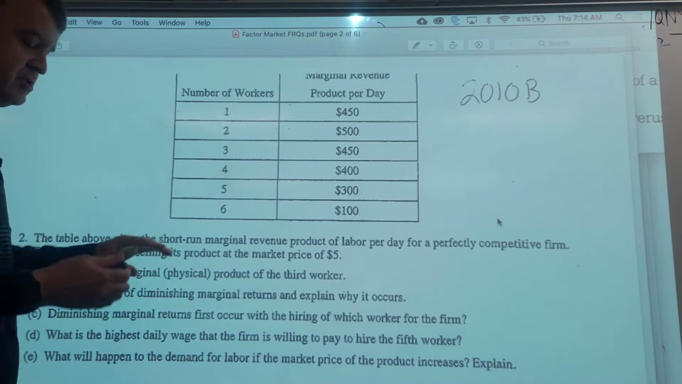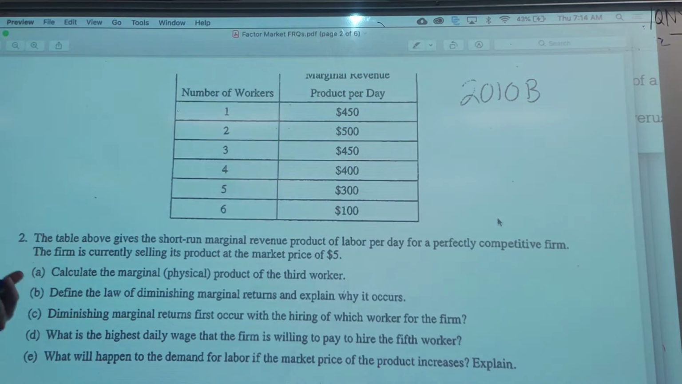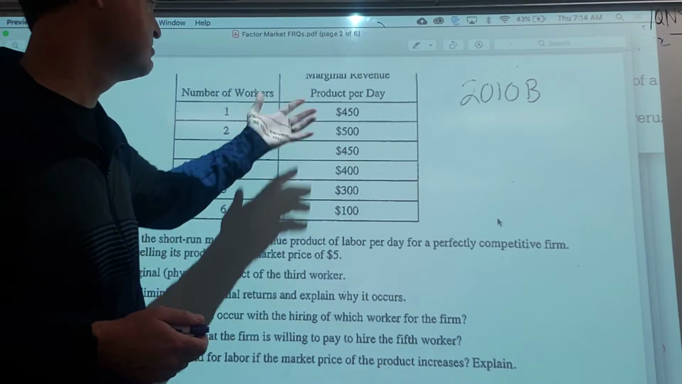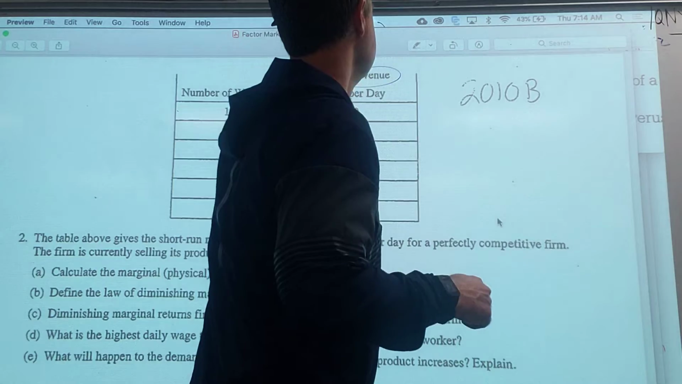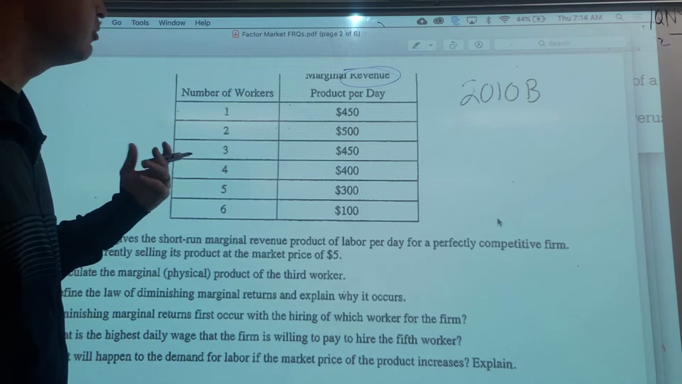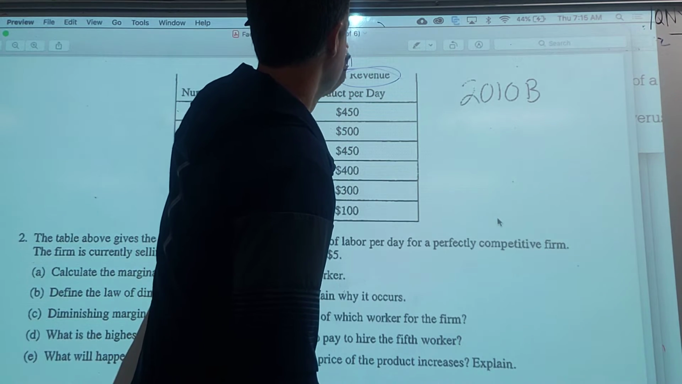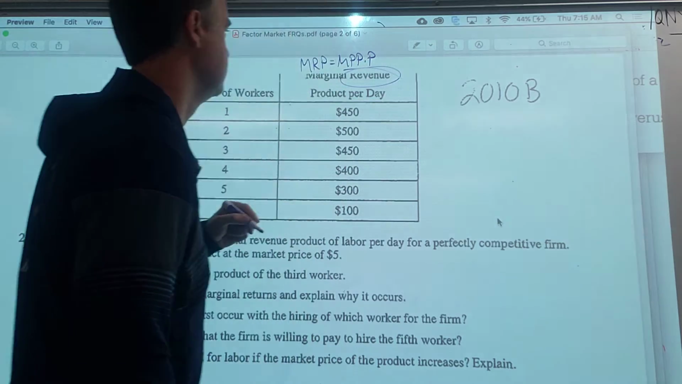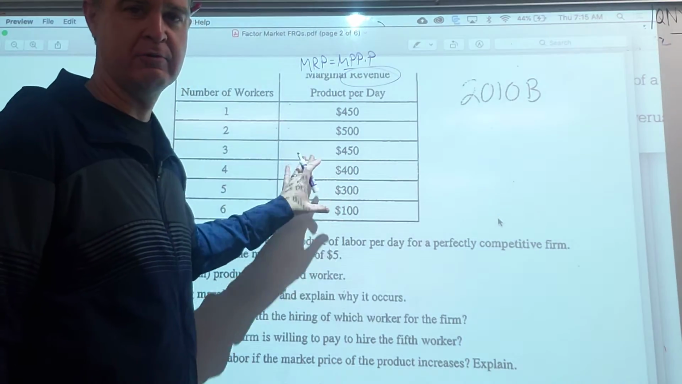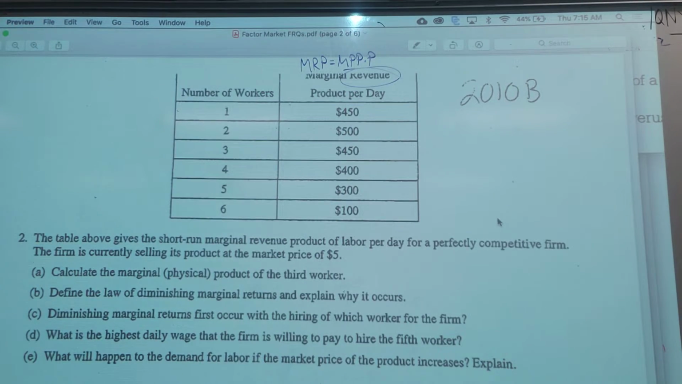Number of workers, just like we always see, this is our labor. Marginal revenue product per day. Wait a second, that's different. In the past, we've seen marginal product over here. This isn't marginal product. Make sure you see this. This is marginal revenue. Don't panic. We know the rules. We know that MRP equals MPP times P. We haven't seen it written marginal revenue. We've always had to solve for marginal revenue. We don't panic, we work the problem.